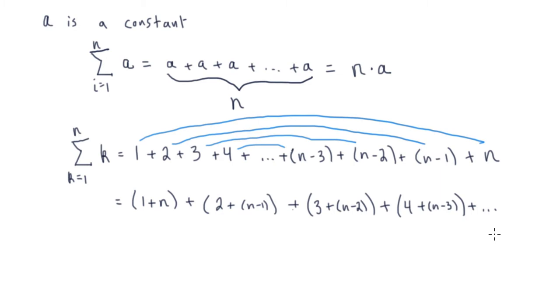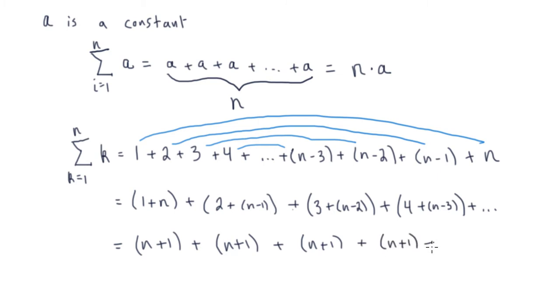And notice what happens here. What are these paired up sums? This is just n plus 1. This is n minus 1 plus 2. That's also just n plus 1. And then plus, well, hopefully you see the pattern. All of these terms, the way I've paired them up, are going to give me n plus 1.